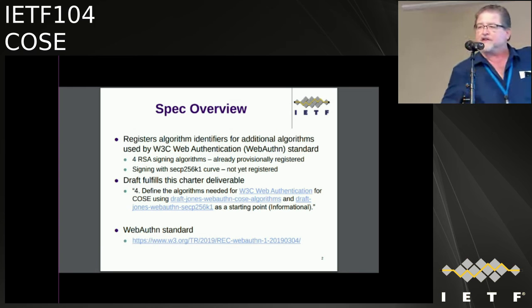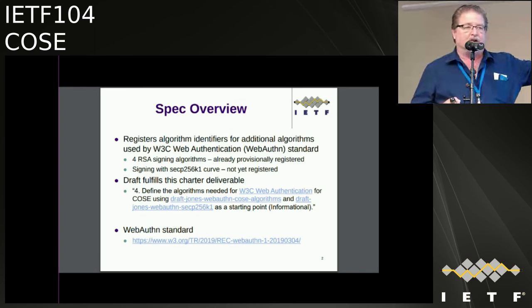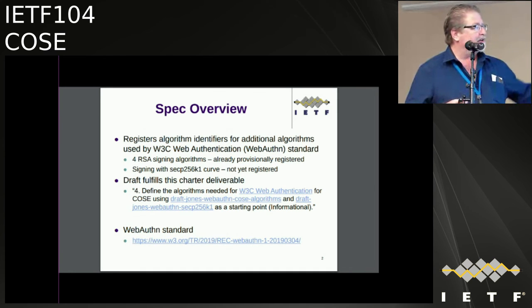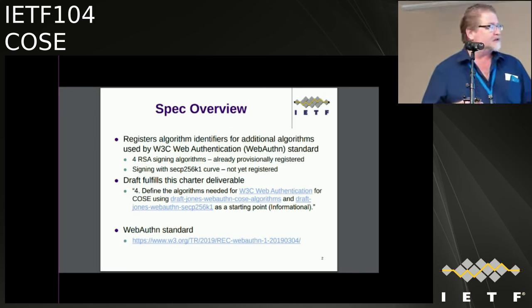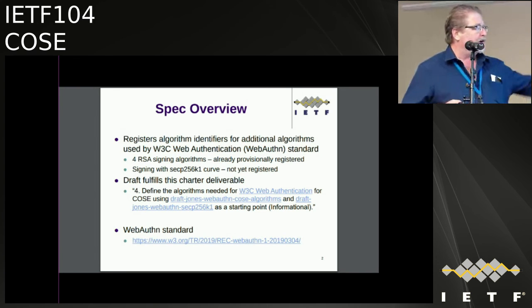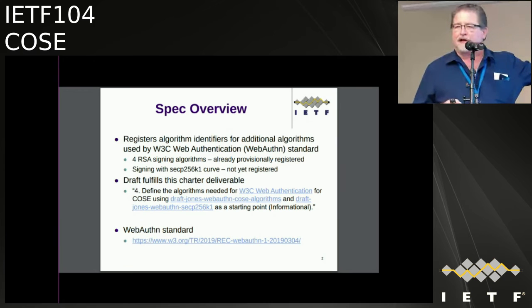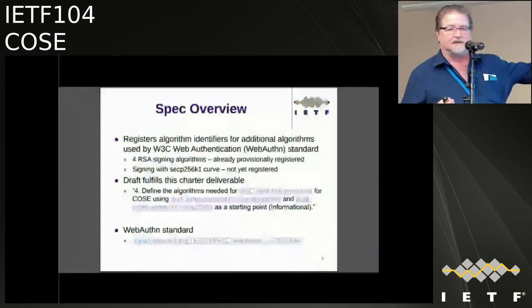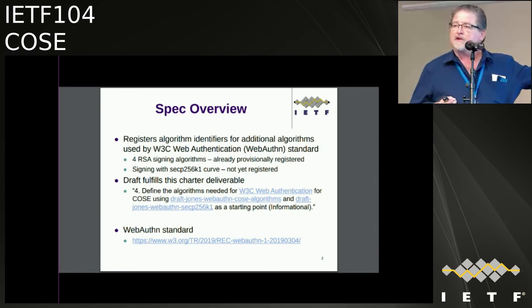There's 4 RSA signing algorithms that are registered, which weren't already registered for use in COSE, as well as the secp256k1 curve and signing with that. I'll note that this draft is explicitly intended to fulfill a charter deliverable, which is on the screen there. And just for reference, if you're downloading the slides, this is the final WebAuthn specification URL.